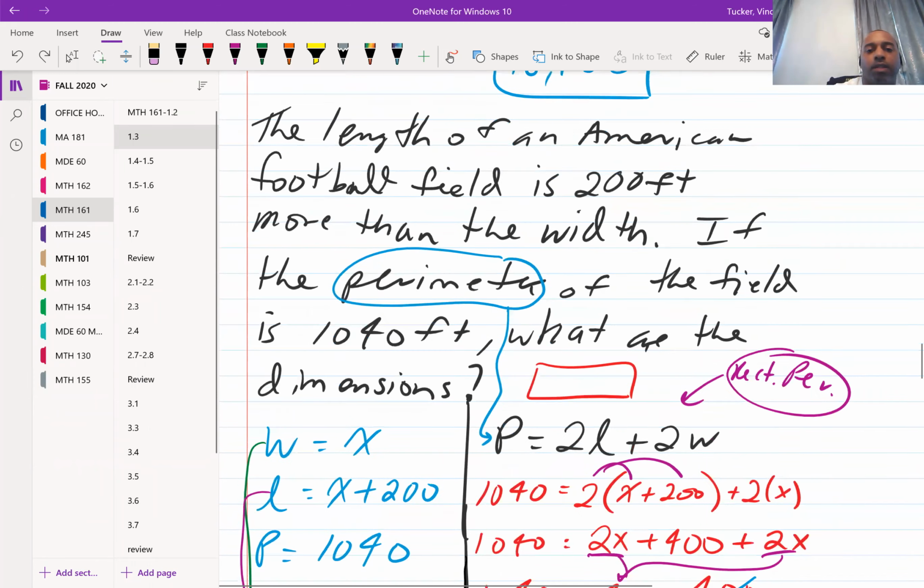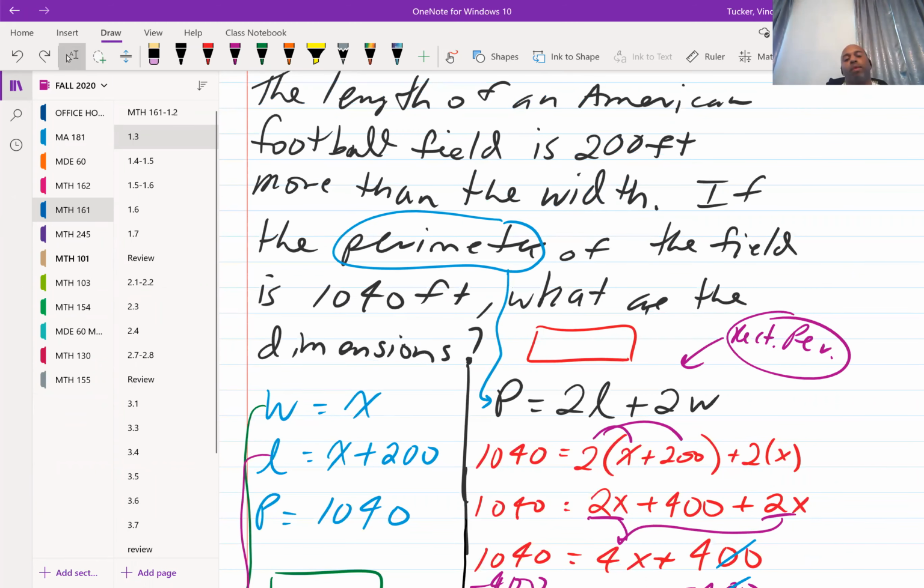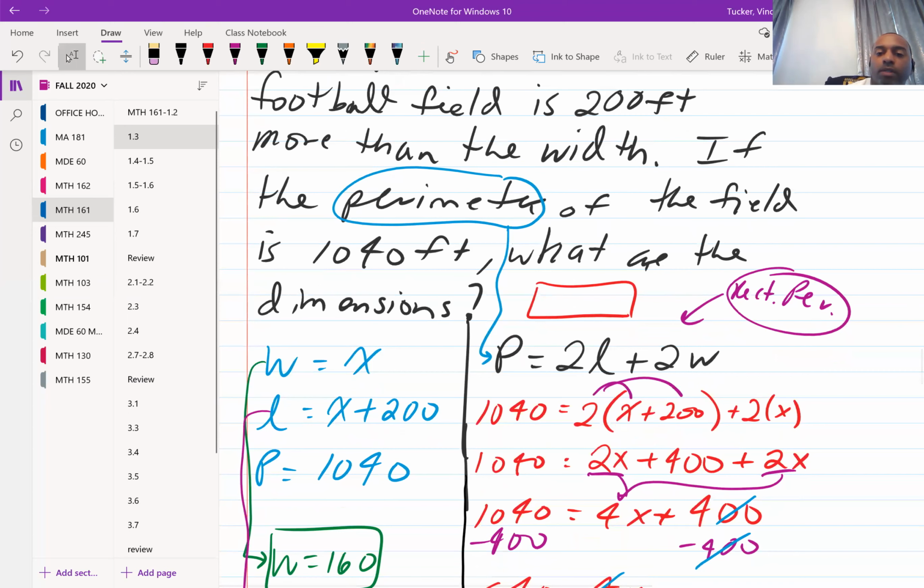So the next piece of this is our perimeter. Perimeter is adding up all of your sides, but the perimeter formula for a rectangle is P equals 2L plus 2W. And so that's what we have right here.